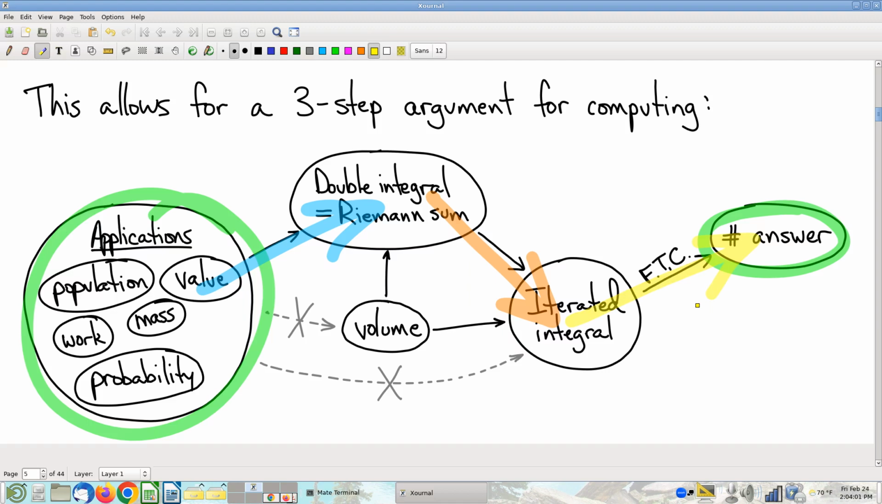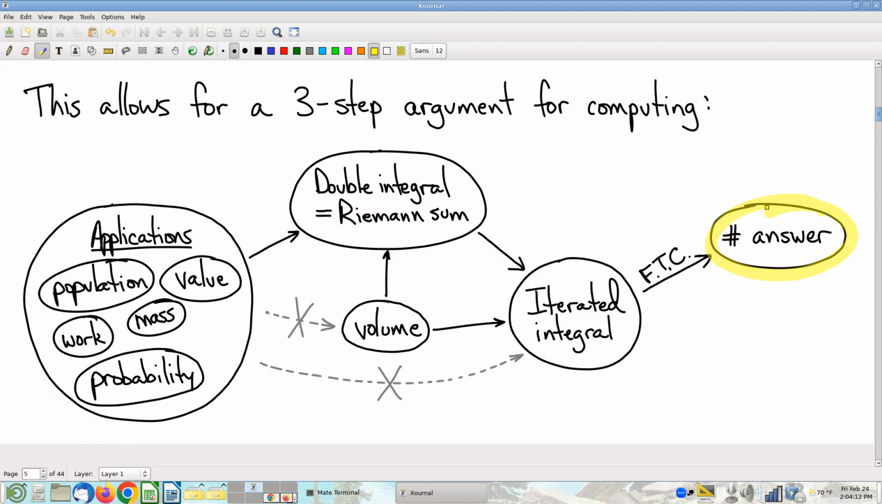Does that all make sense? A 3-step process. Don't forget, the point of this course is not the answer. Answers are only part of the story. What we're interested in, where points come from on exams, is not the answer, it's the argument. This is where points come from. So make sure to give me the argument.